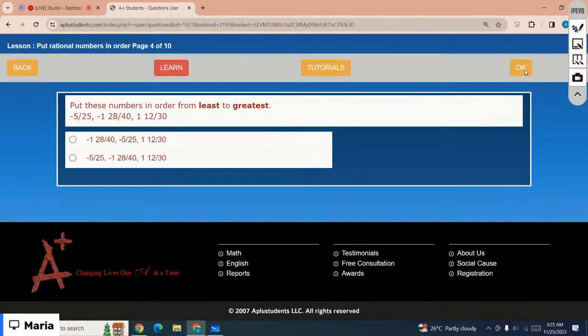Okay, put these numbers in order from least to greatest. So which is the correct option? You have two negative numbers, negative 5 over 25 and negative 1 whole 28 over 40, which is the correct option? The least one would be negative 5 over 25, right? Then the second one is negative 1 whole 28 over 40, and the last one is 1 whole 12 over 30. The second option is the correct one.